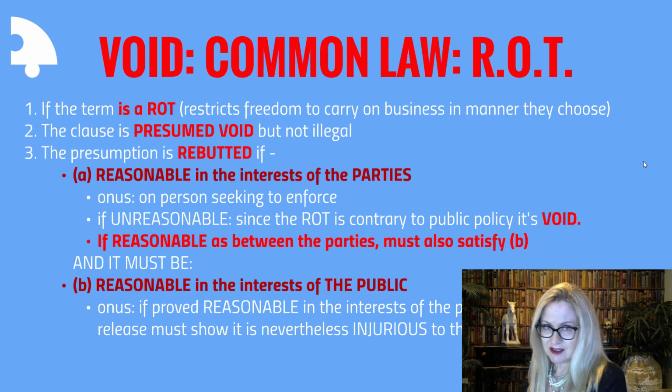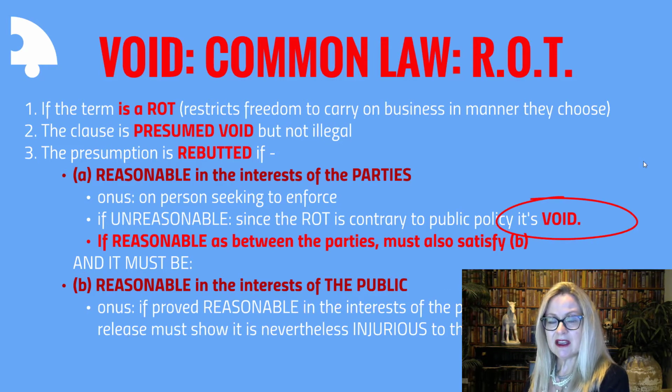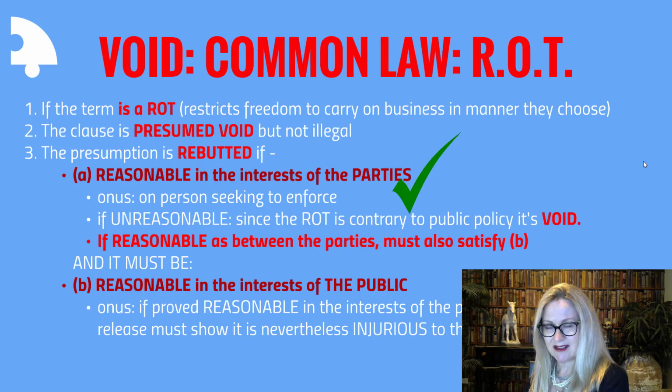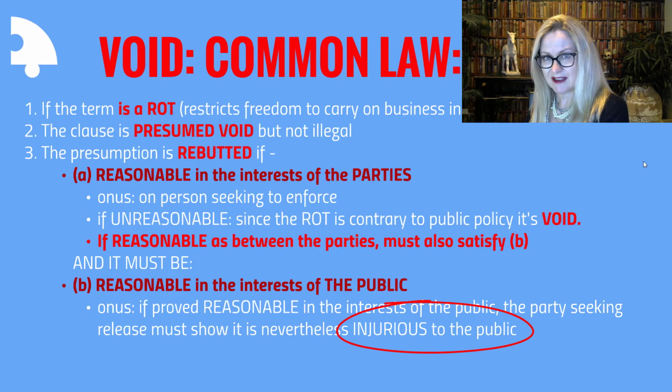If the party seeking to enforce the restraint cannot show that the restraint is reasonable as between the parties, they don't get to go forward to try and show that it's reasonable in the interests of the public. The restraint will just be considered void. However, if it is reasonable as between the parties, then they need to go on and show that the restraint is reasonable in the interests of the public. If the party seeking to enforce the restraint can do this, then the party seeking release has to show that the restraint is nevertheless injurious to the public on the particular facts of the case.